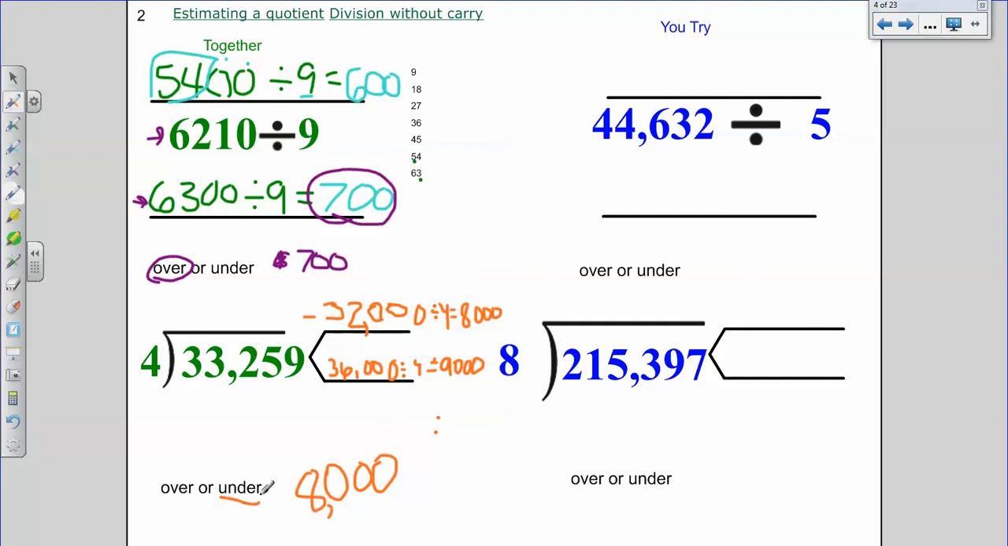And that is going to be an underestimate. Why is it going to be under? Because 32 is less than 33. The other thing I want to point out, to know that you're doing the estimating correctly, notice that my real quotient is going to be in between 600 and 700. 600, 700, those are consecutive. This one, my answer is going to be in between 8,000 and 9,000. So the first number of my estimated quotient should always be consecutive in number.